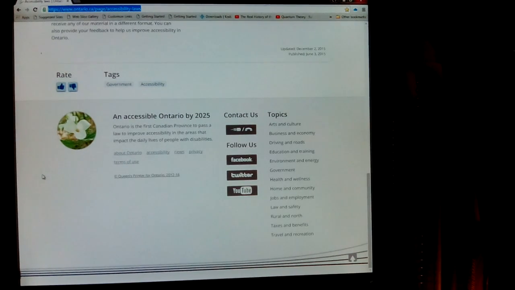Topics: arts and culture, business and economy, driving and roads, education and training, environment and energy, government, health and wellness, home and community, jobs and employment, law and safety, rural and north, taxes and benefits, travel and recreation. Is this a link? Let's see what law and safety say.